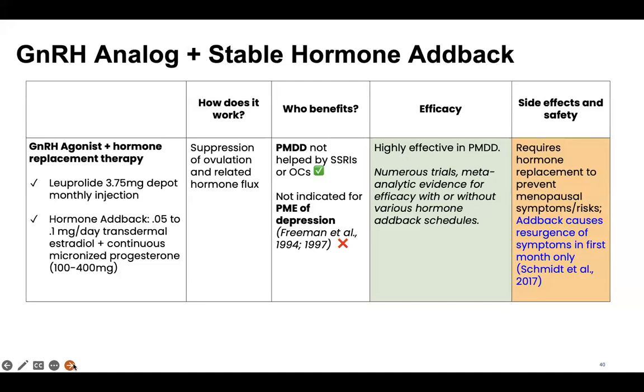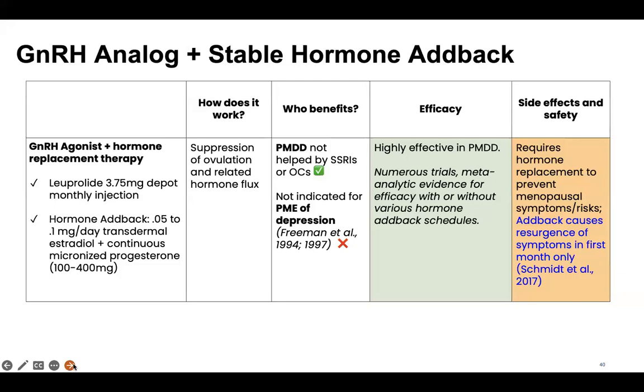In terms of side effects and safety, the important thing to note here is that it requires hormone replacement to prevent menopausal symptoms and risks. So the add-back does cause resurgence of symptoms in the first month only, just like we saw in that experimental study to suss out if PMDD is a response to hormone changes or hormone levels. And what we see is that increase in symptoms does remit and go back to baseline or normal after a few months of adjustment. And the hormone replacement is essential to mitigate risks.